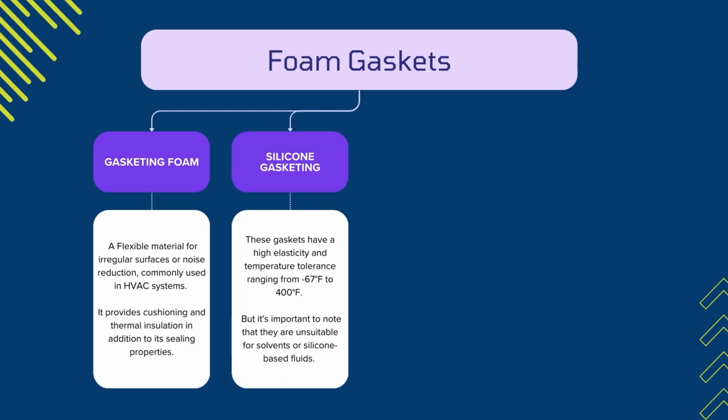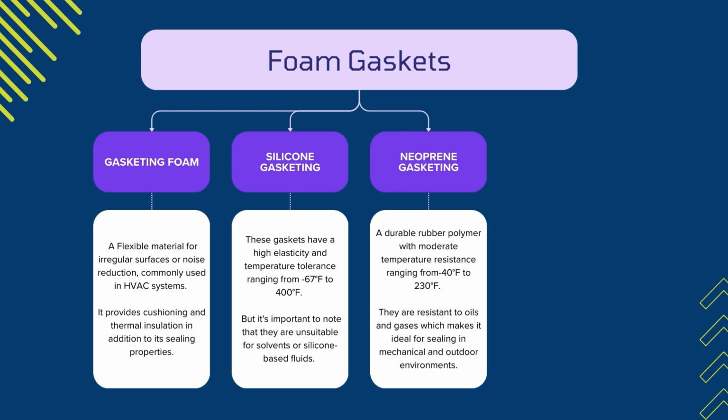Fourth is silicone gasketing. These gaskets have a high elasticity and temperature tolerance ranging from -67°F to 400°F. It is commonly used in automotive and medical applications due to its flexibility. Next is neoprene gasketing, a durable rubber polymer with moderate temperature resistance ranging from -40°F to 230°F. They are resistant to oils and gases, which make it ideal for sealing in mechanical and outdoor environments.